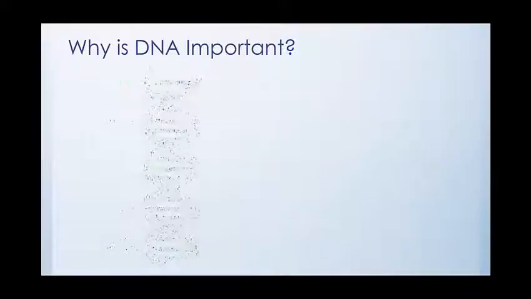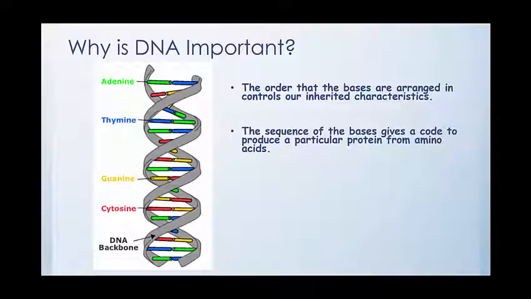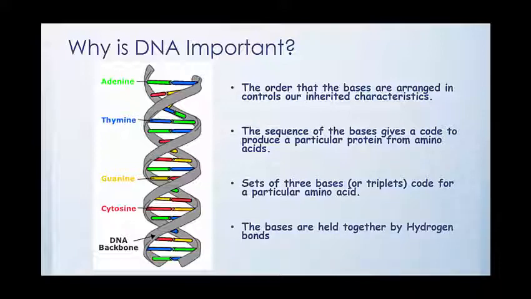Why is DNA important? Why do we even care about this molecule? Well, the order of the bases in a strand of DNA is what controls our inherited characteristics. The sequence gives a code that produces a protein from little molecules called amino acids. So the order of the amino acids determines what protein your body is going to make. Each set of three bases, we call that a triplet, codes for one particular amino acid. So you need lots of threes to get your full protein. And the bases are held together by bonds between their hydrogen molecules, which we call hydrogen bonds.